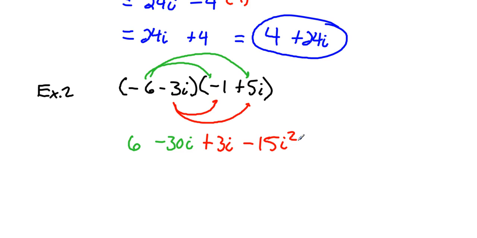Okay, and just like when we did the distributive property, where you have the i squared, you have to take out the i squared and replace it with negative 1. And the middle two terms, you can always add or subtract those together. So the 6 is good. When you do negative 30 plus 3, that's a negative 27i. And when you do negative 15 times negative 1, it's going to make that a positive 15.